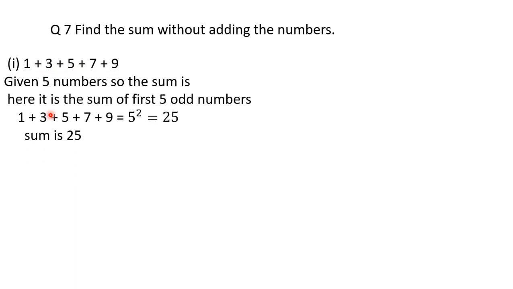So we can do one thing. As they are odd numbers and they are 5 numbers, we have to write 5 square, and 5 square is 25. So we can say the sum of these 5 odd numbers is 25. So that means the sum of odd numbers we can find by counting how many numbers there are, and we have to put the square of that number.